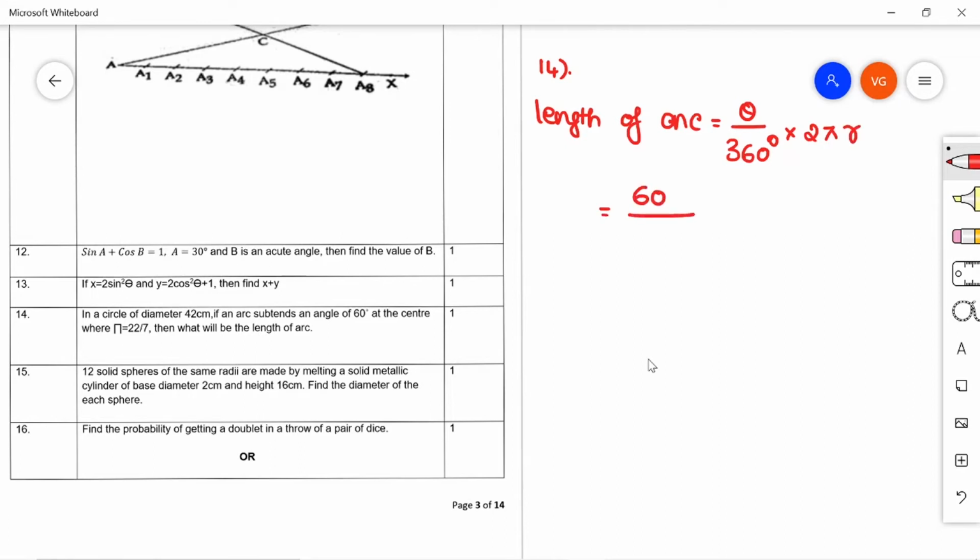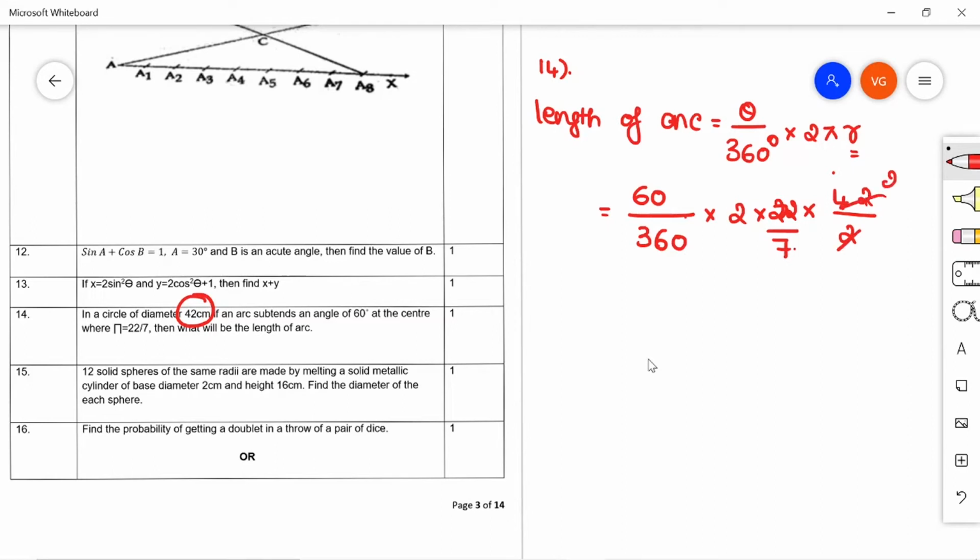Substitute 60 degree divided by 360 into 2 into pi into radius. See here you are given with a diameter 42. So in the formula you have to substitute radius. So you have to write it 42 by 2. Right. This pi you can write it as 22 by 7.